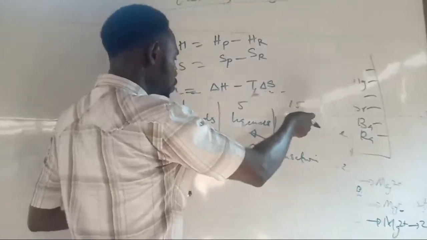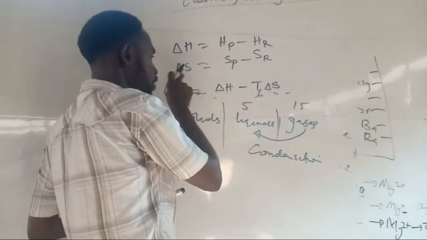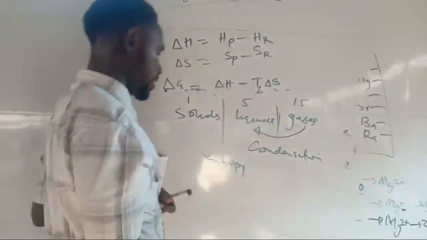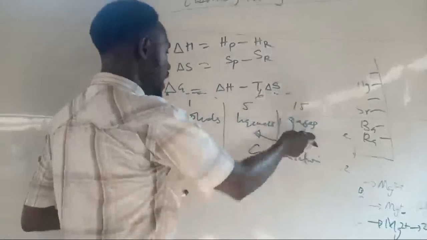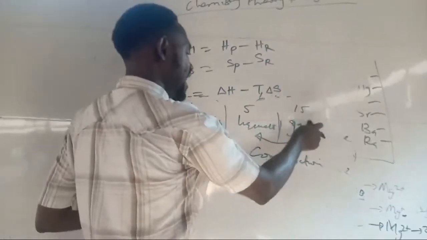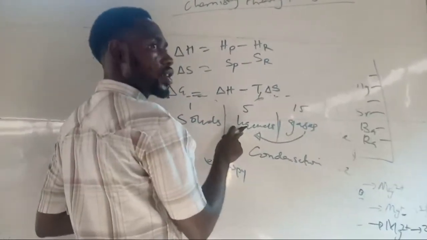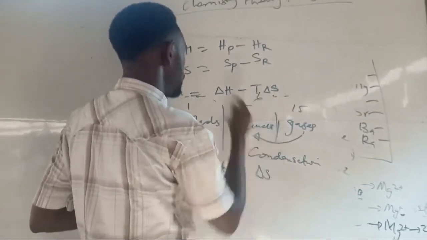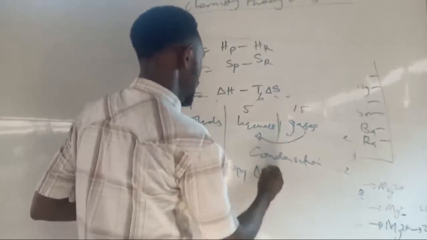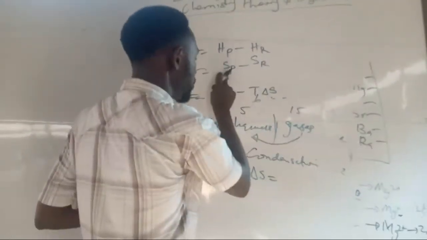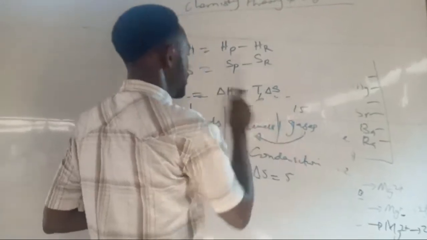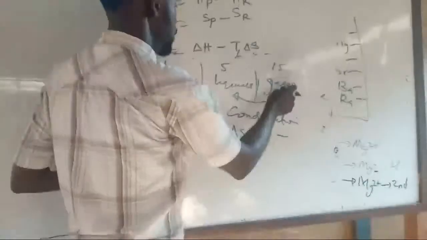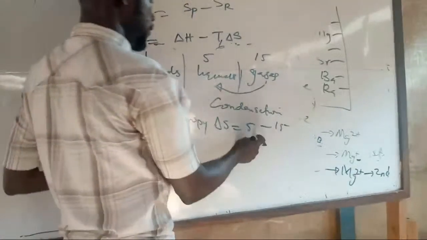Then for change of gas to liquid, will the entropy change be positive or negative? To answer this, when gas changes to liquid, gas is the reactant, then liquid is the product. So delta S is equal to entropy of product, which is this liquid, 5, minus the entropy of the reactant, which is now 15. If you do this, it becomes what?